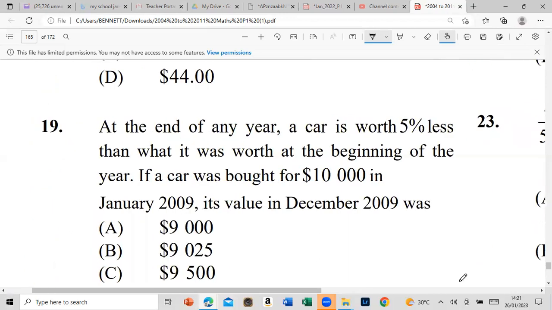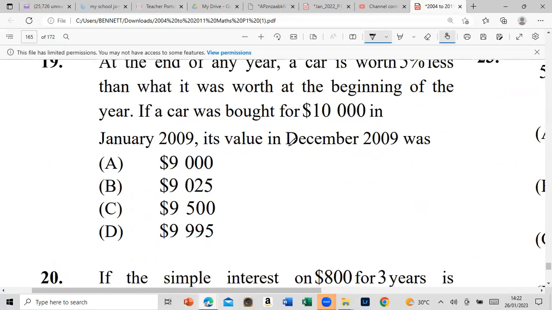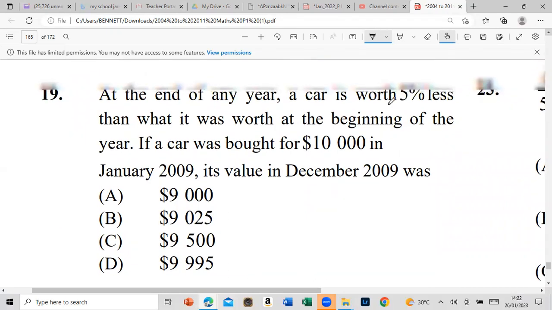Okay, this came up recently on a test, students. It says at the end of a year, a car is worth 5% less than it was worth at the beginning of the year. If a car was bought for 10,000 in January 2009, what is the value in December 2009? So guess what? It's going to depreciate by 5%. And if you don't know what depreciate means, it means the value is going to be less.